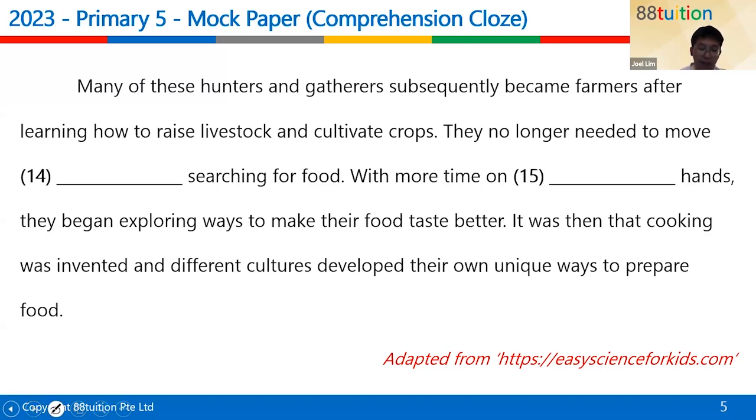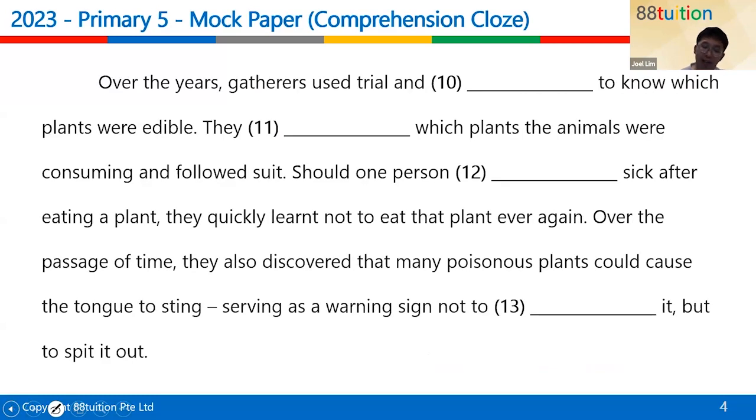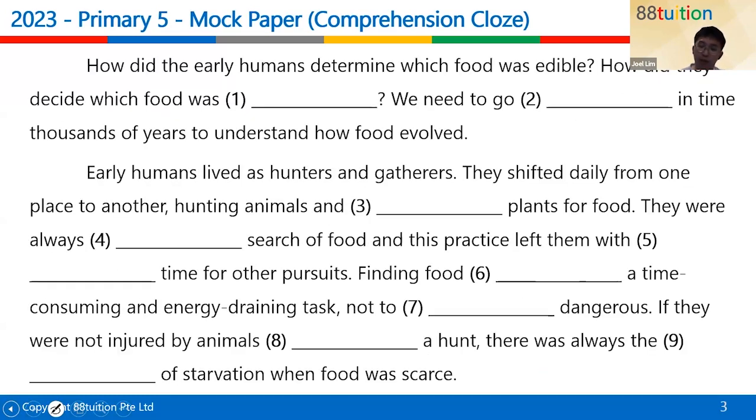Okay, so after reading this passage, I realized that it's basically about food, right? And how humans found out what was edible and what was inedible, and how cooking started, and why cooking was able to start, right? Simply because people started farming and then they could grow their own food. If not, people would still be searching for food actively now in the wild, right? So I know that that's the main topic.